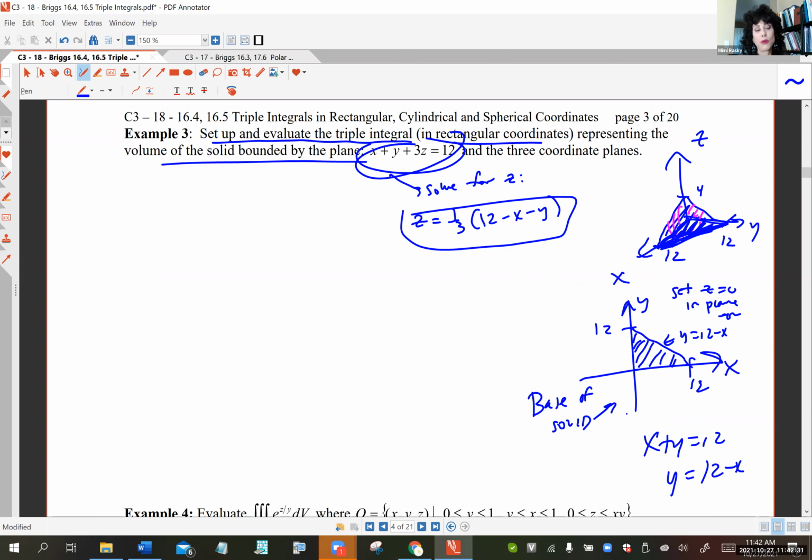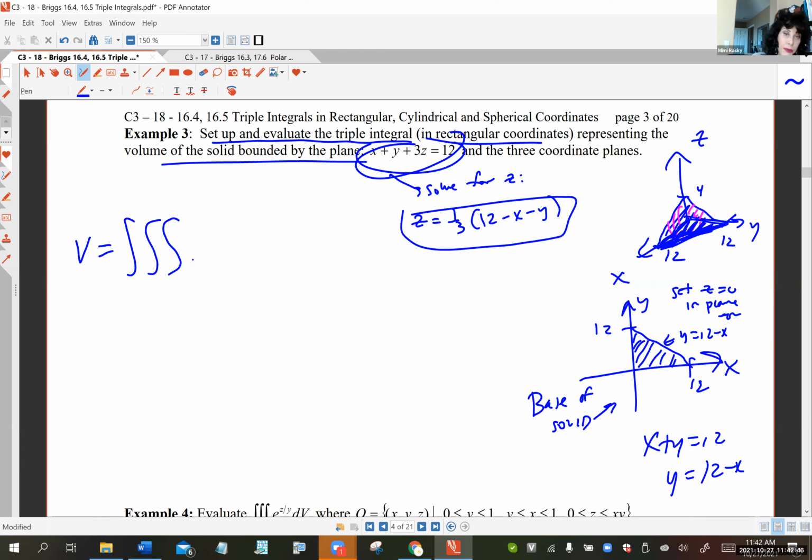Now, why do you care? Well, they didn't ask you to draw the base of the solid. You probably should anyways. Otherwise, you're going to screw up the rest of the problem because you won't put the limits on your integral symbol correct. Okay, so now the volume.